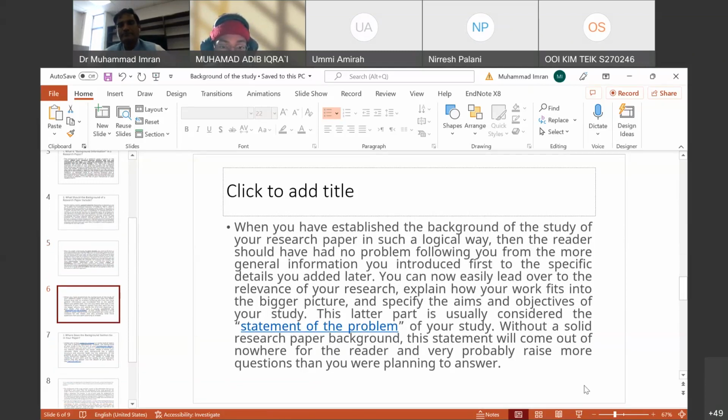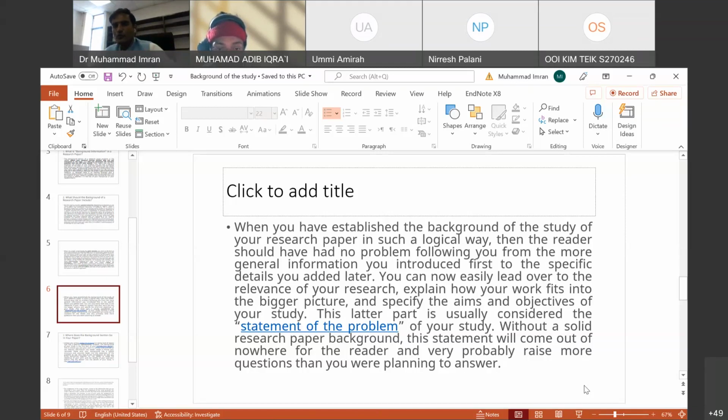When you have established the background of the study of your research paper in such a logical way, then the reader should have had no problem following you from the more general information you introduced first to the specific details you added later. You can now easily lead over to the relevance of your research, explain how your work fits into the bigger picture, and specify the aims and objectives of your study. This latter part is usually considered the statement of the problem of your study.